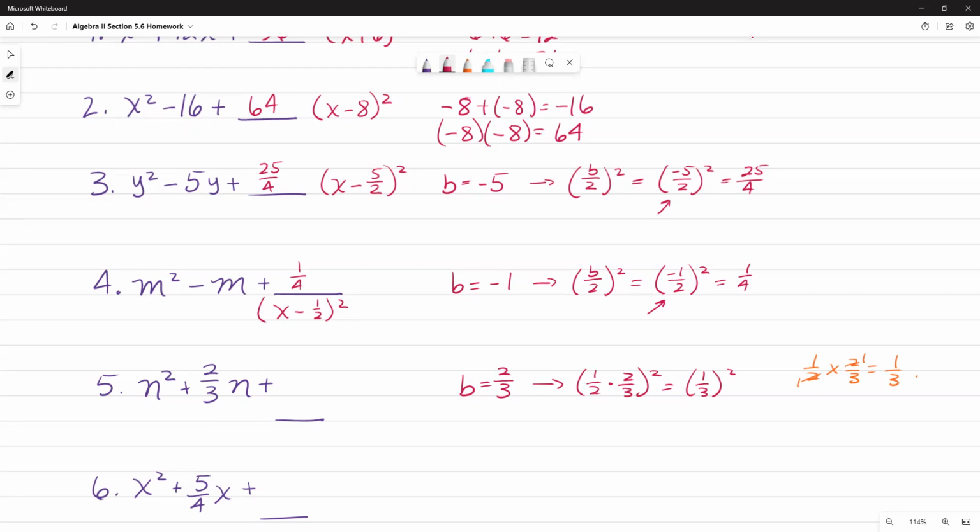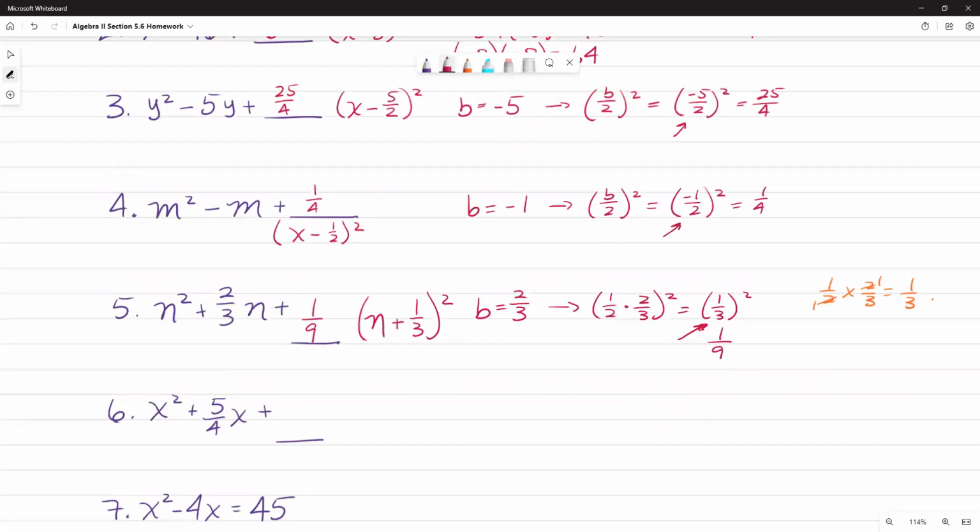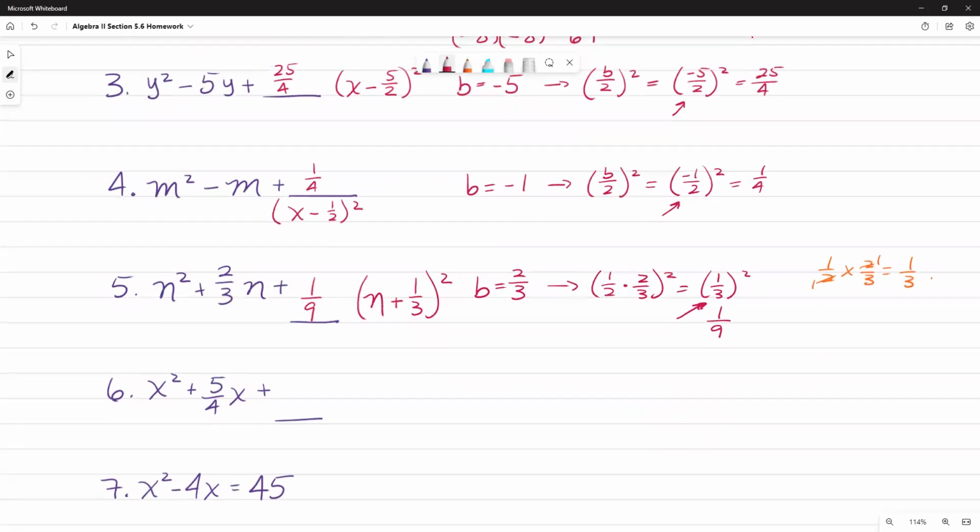And so this is the term inside of my squared binomial. And this is 1 times 1 is 1, and 3 times 3 is 9. So the last term here is 1/9, and my squared binomial is x plus 1/3 squared, except it's in because they changed it up on me. I do that for like everyone. Oh well, it's early.